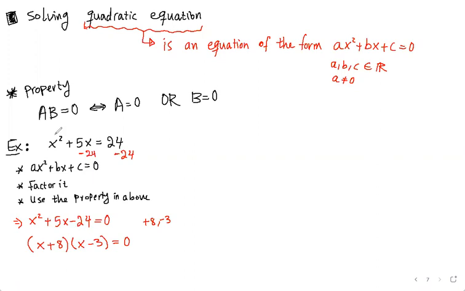Perfect. So now he used this property. This is my A, this is my B. Go back to the property AB equals 0. So he said s plus 8, my A, equals 0, or s minus 3 is equal to 0.